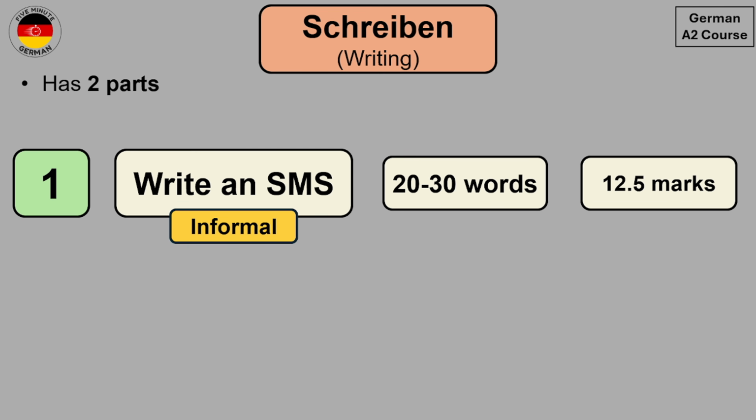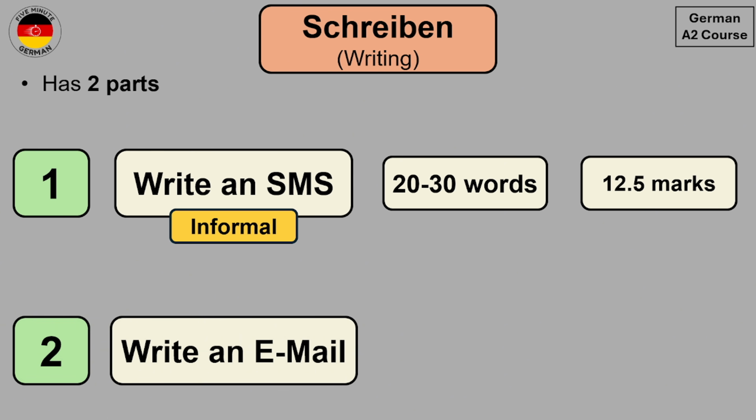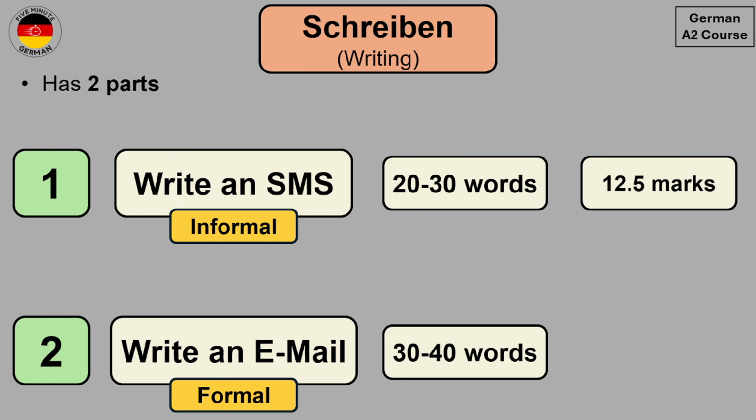So in part number 2, you will have to write an email. So this will be a formal email, and over here you will have to write 30 to 40 words. And this also has 12.5 marks. So you see both parts have the same amount of marks. So now let's go to the Goethe exam and take a look at the Schreiben part.